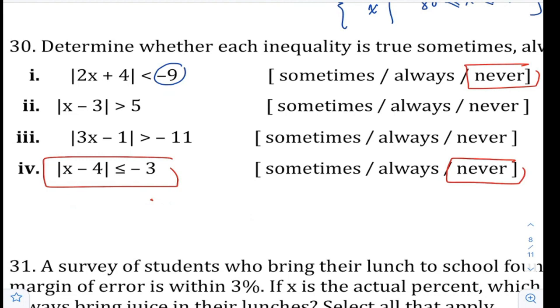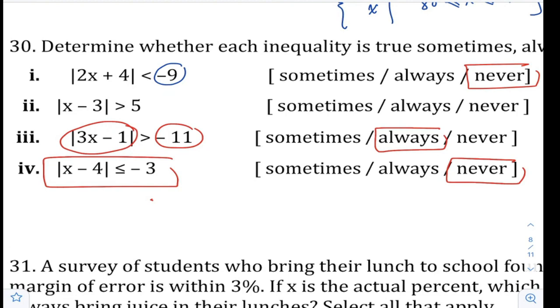Okay, now here we have absolute value more than a negative number. It is always more than any negative number. More than, it is always more than because it's always positive or 0 or more. That means this will always be true.